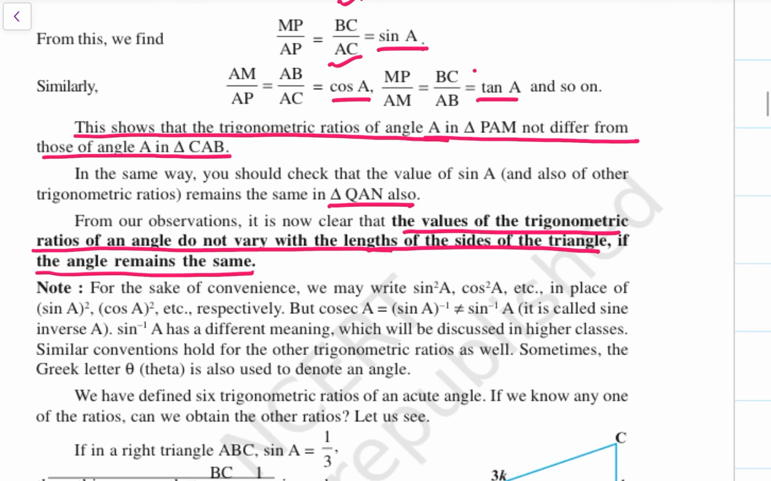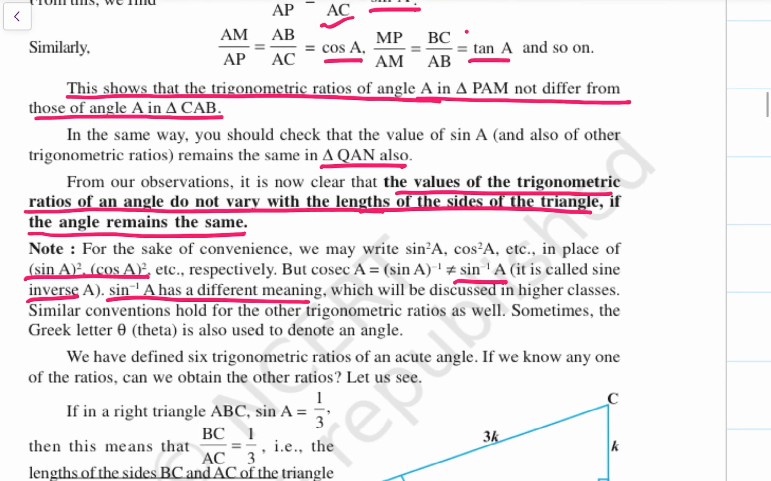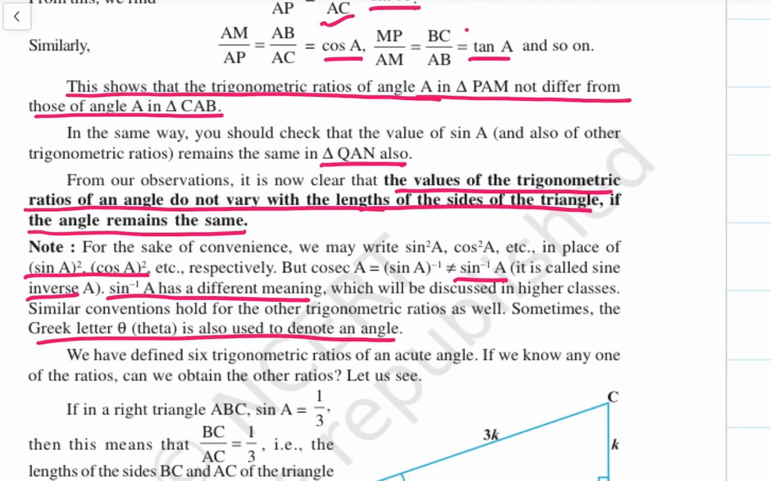So for the sake of convenience, we write sine square A, cos square A, etc. in place of sine A whole square, cos A whole square, etc. respectively. But cosec A, which is equal to 1 upon sine A, is not equal to sine inverse A. Sine raised to minus 1 A has a different meaning, which you will be discussing in higher classes. Similar conventions hold for the other trigonometric ratios as well. Sometimes the Greek letter theta is used to denote the angle.